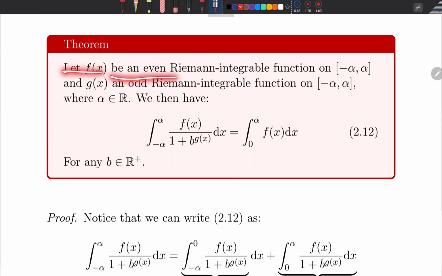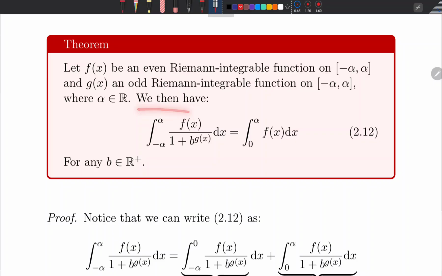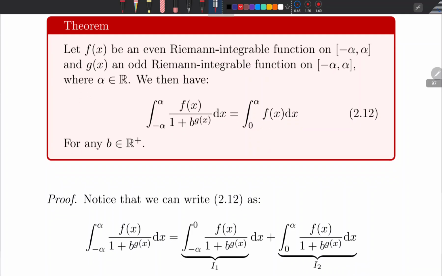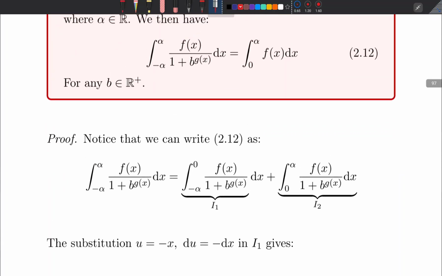Let f of x be an even Riemann integrable function on this interval, and g of x an odd Riemann integrable function on this interval, where alpha belongs to the real numbers. We then have the integral from negative alpha to alpha of f of x over 1 plus b to the g of x dx equals the integral from 0 to alpha of f of x dx. Wow, this looks amazing. Let's take a look at the proof of this one.